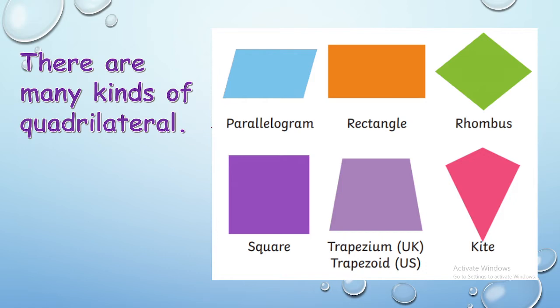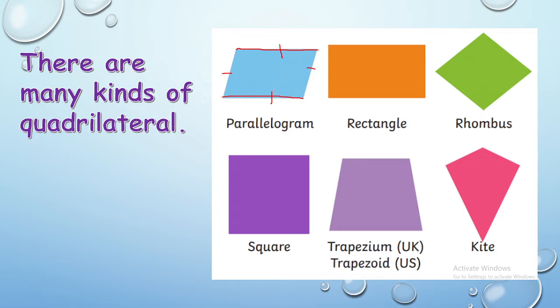Like this one, the parallelogram. You don't have to memorize these words, but the teacher will just tell you. A parallelogram means the opposite sides have the same length. See this one, parallel. They are the same. This side is equal to this side. This side is equal to this side.